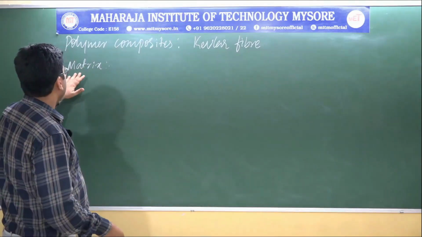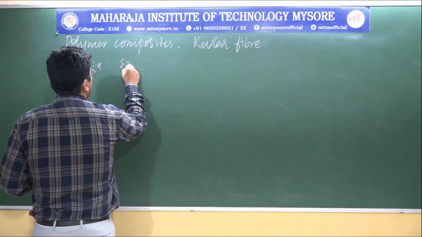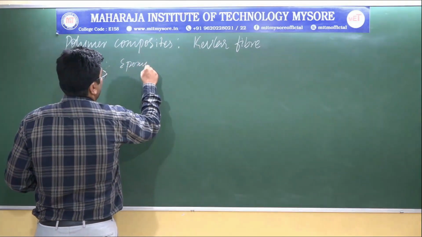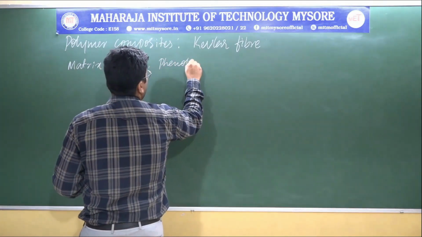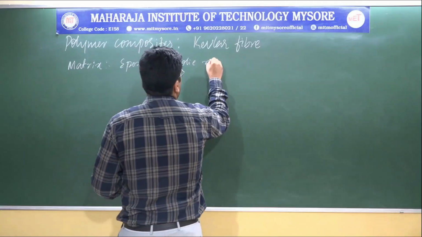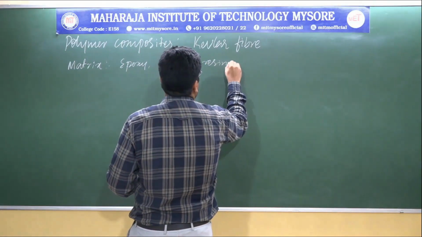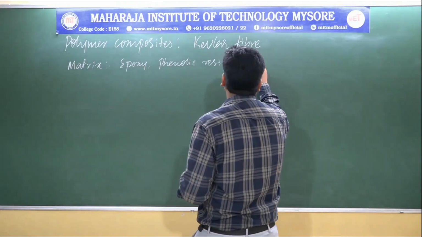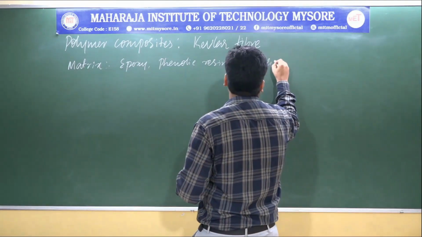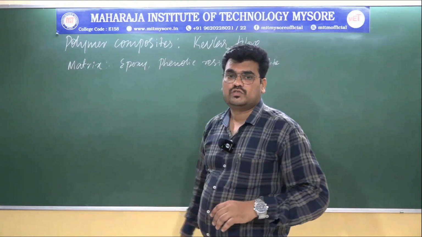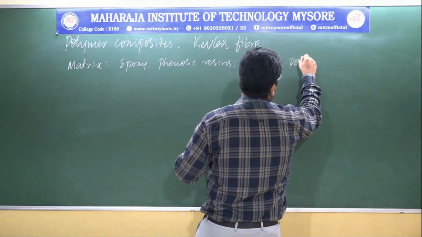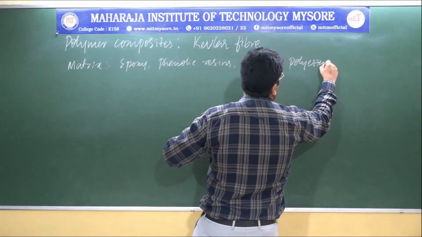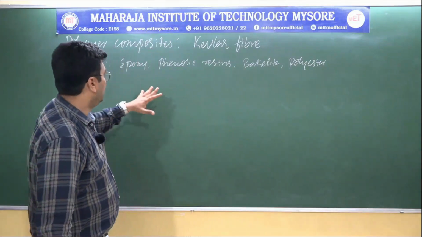Examples for this matrix are epoxy, phenolic resins, bakelite, and polyester. So these are the examples for the matrix.